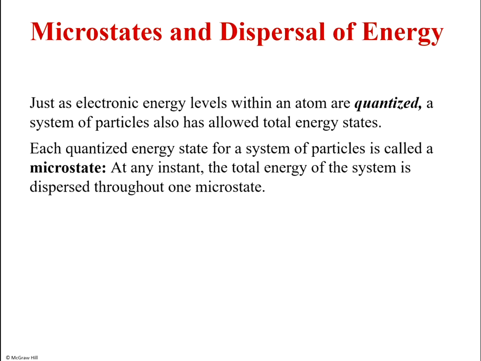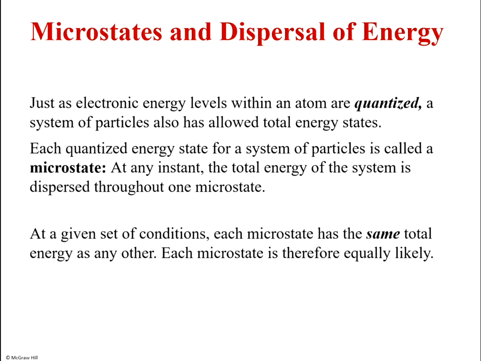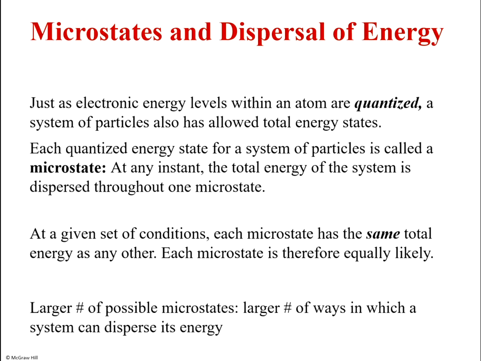So at any instant, the total energy of the system is dispersed in one microstate. Under a given set of conditions, each microstate has the same total energy as any other. Each microstate is therefore equally likely. The larger the number of possible microstates, the larger the number of ways in which a system can disperse its energy.